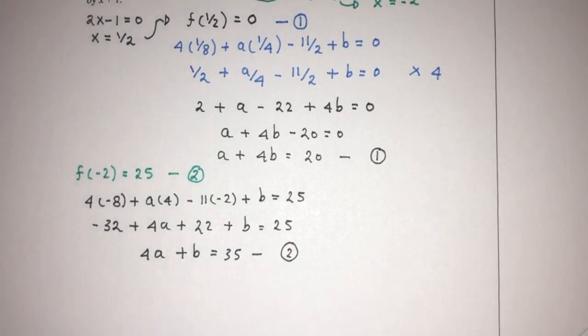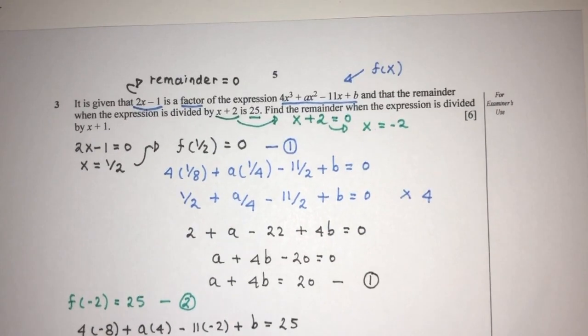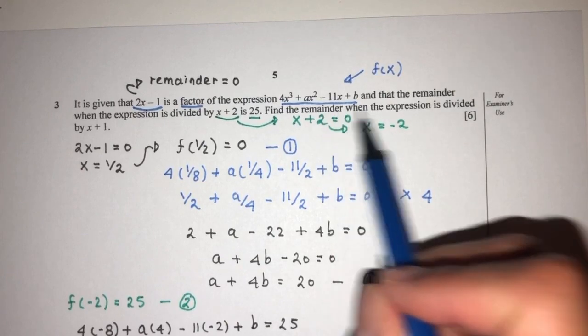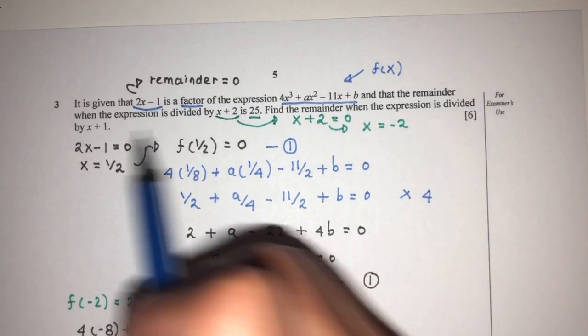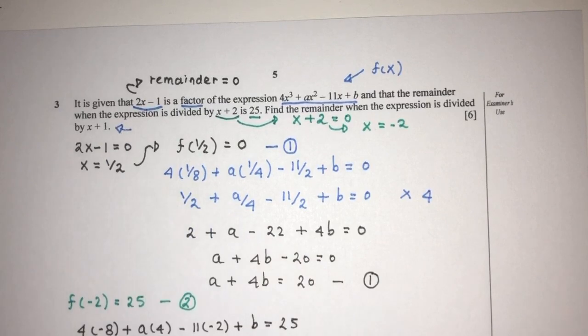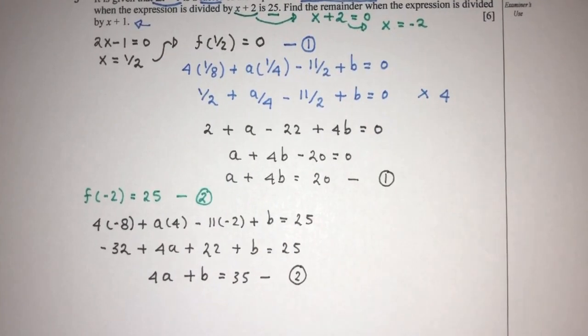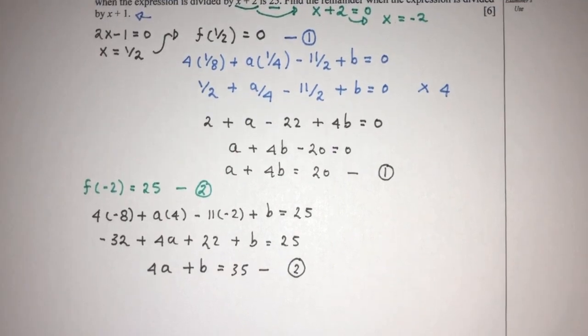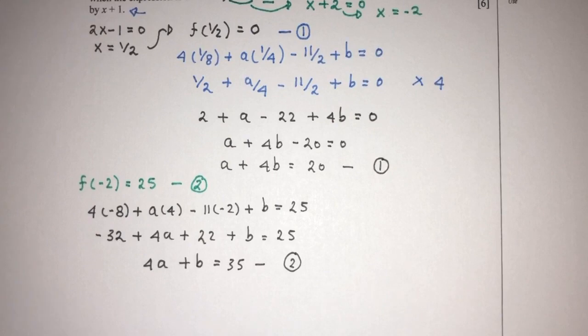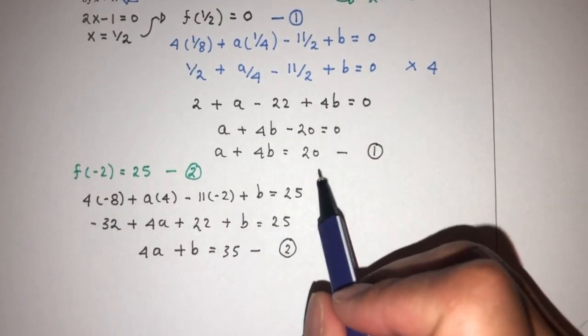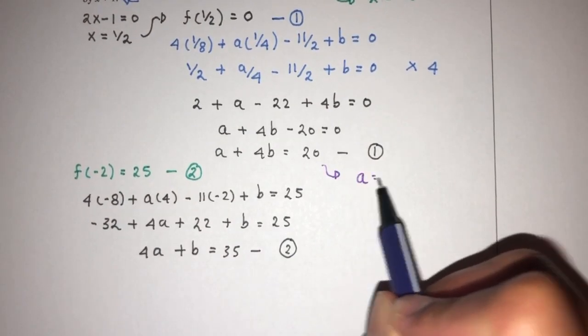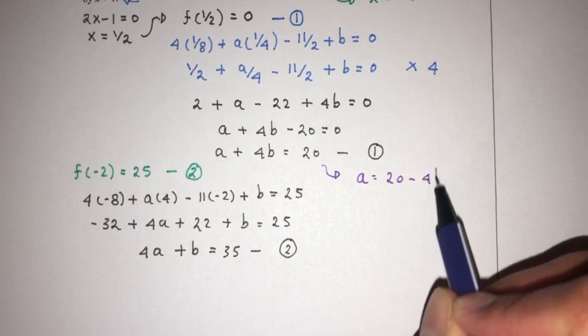Now, we have to just read what are we trying to find here. So we have to find the remainder when the expression is divided by this. So this is pretty easy as well, but first let's find the values of a and b. As you can see, these are the 2 unknowns for now that we can find first and then eventually find the required answer that we need for the question. So here let's make a the subject. A will be 20 minus 4b.